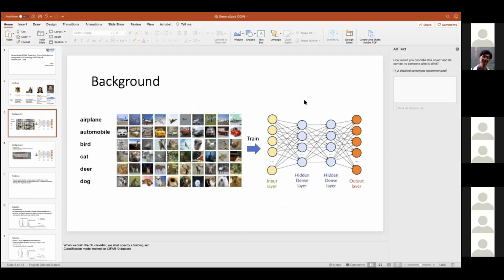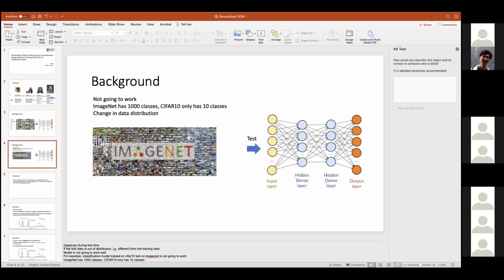So the background here is when we train the network, we need a training set. For example, we train on the CVPR. But during test time, our model could meet any kind of data. If we train the model on CVPR but test on ImageNet, then it is not going to work because ImageNet has 1,000 classes, but CVPR only has 10 classes, and there may also be changes in data distribution, for example, changes in lighting condition, changes in background, etc.